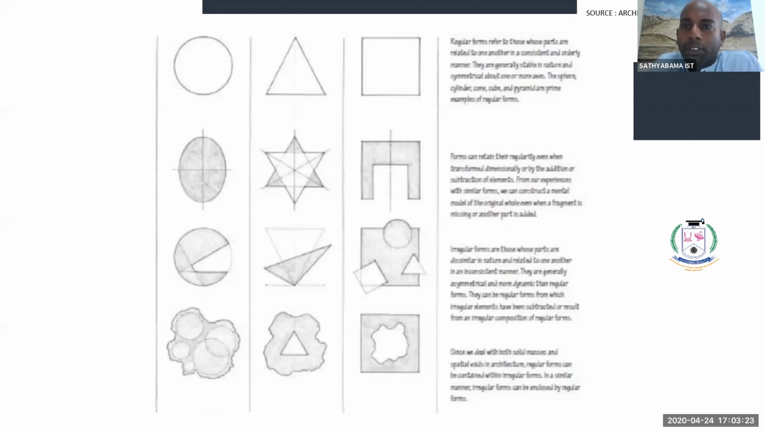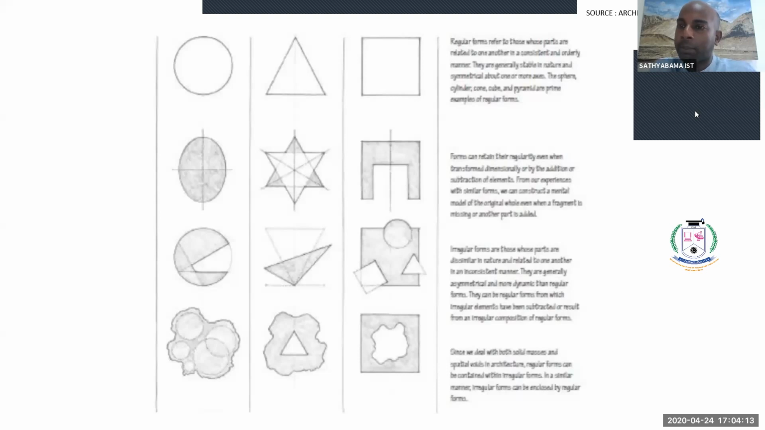So a regular form refers to those that have a very rigid formation. The geometric pattern will have a set of rules which are identifiable. For example, a square has identical sides, a triangle has 3 sides, a circle has a circumference or a uniform radius, right? Forms, even when they're overlaid, can retain their regularity. Also, when they're subtracted, if the presence of the larger form is controlled, then it retains its geometric regularity. Irregular forms are those whose parts don't necessarily have a direct correlation.